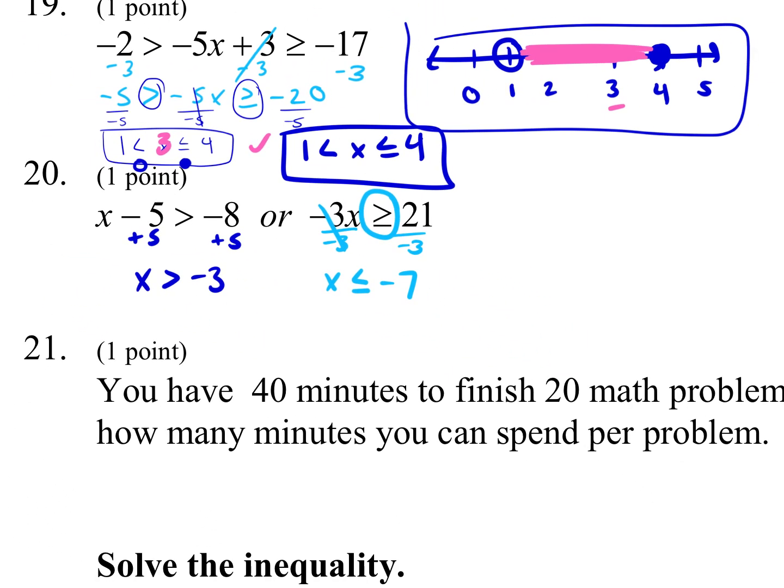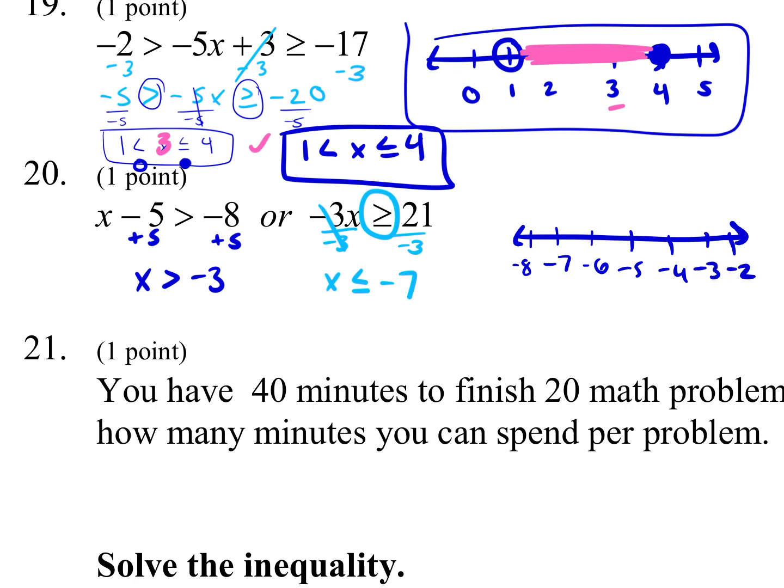Now let's put them on a number line. We start with the smallest number. Which number is smaller, negative 7 or negative 3? Negative 7. So I'd put negative 7 over here. We can put a negative 8, negative 6, negative 5, negative 4, negative 3, negative 2.